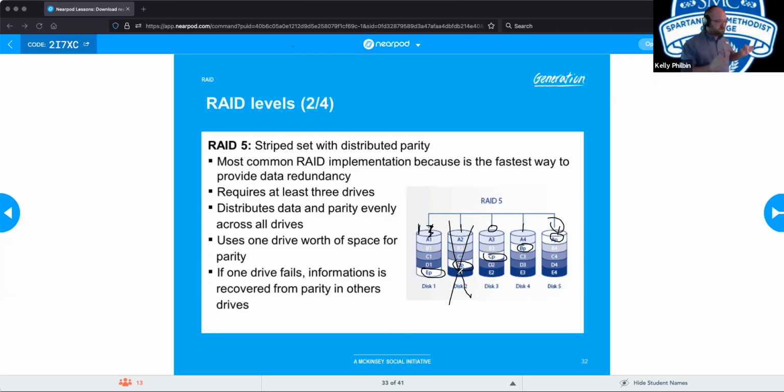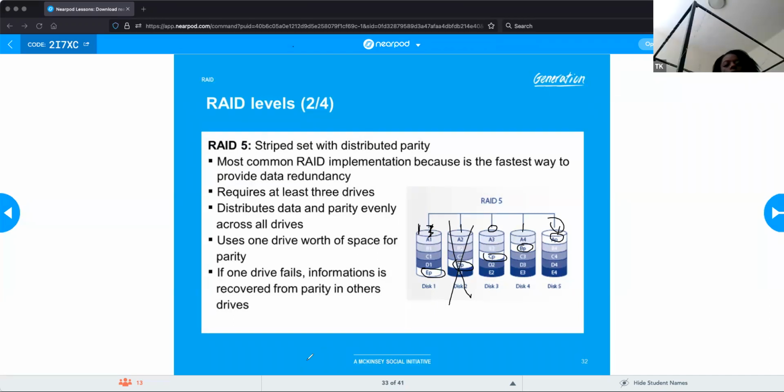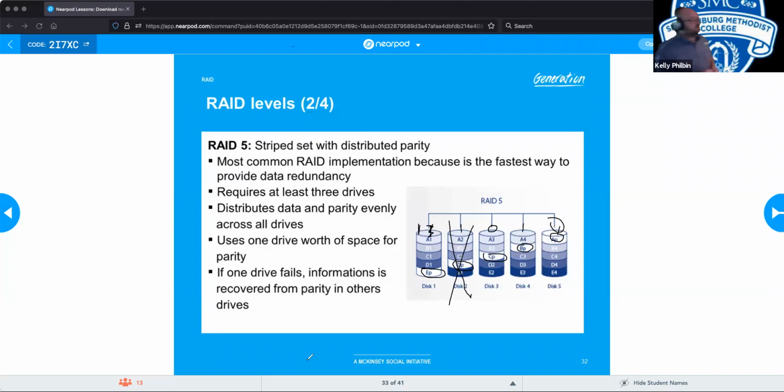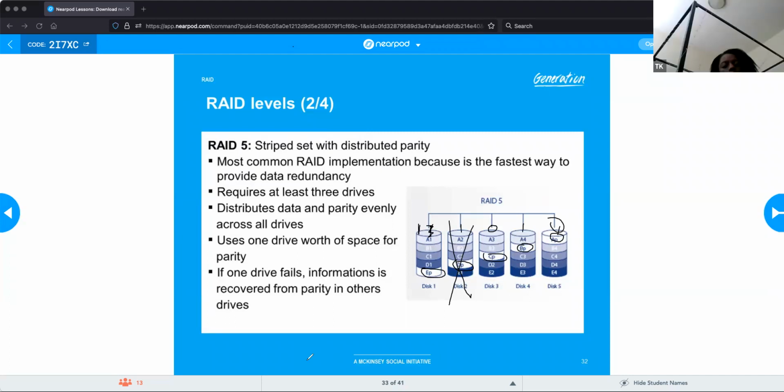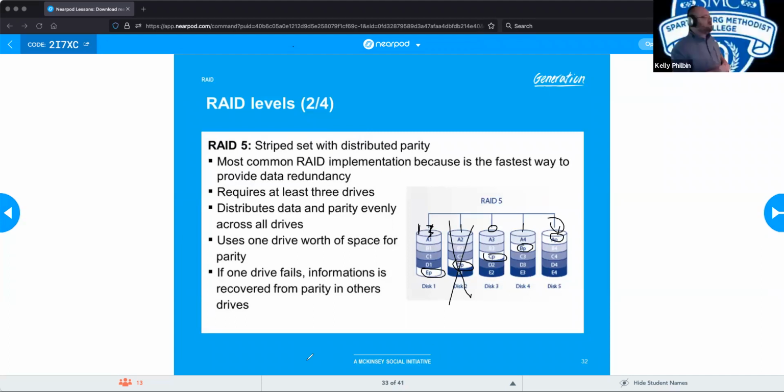So any questions with regards to RAID 5 so far? What was RAID 0? What do we call that nickname? Striping. RAID 1? Mirroring. What's our minimum drives for 0? 2. What's our redundancy with 0? There is no redundancy. Very good.